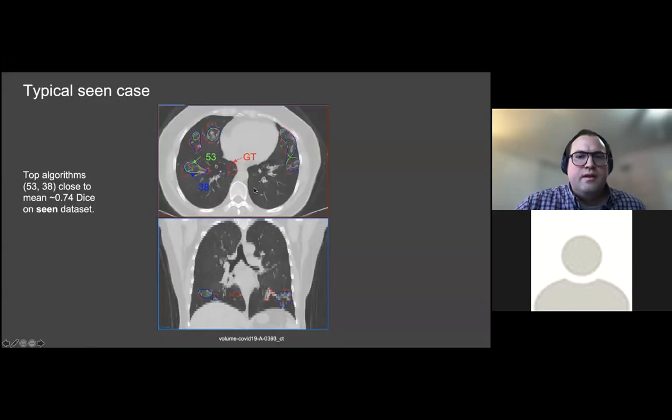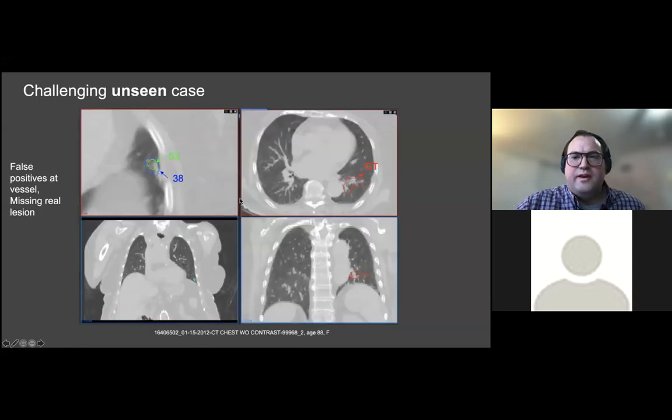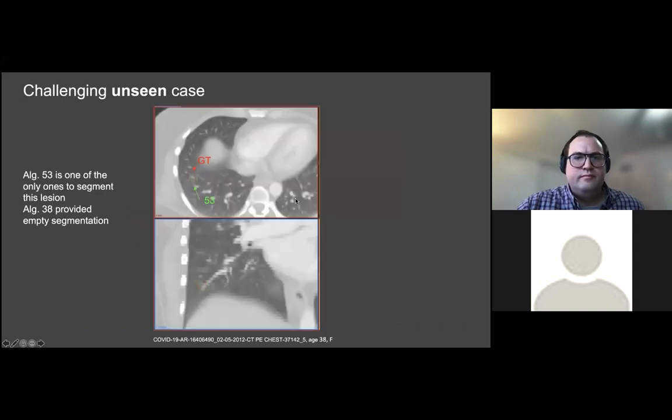I mean, we can see this here. On a typical seen case, these two algorithms perform quite similar. There are some regions where both algorithms are missing, but we also have some inter-observer discrepancies, of course, in the data set. So it's hard to say what is the real truth in these cases. But here we actually see a typical challenging unseen case where both algorithms make a false positive prediction on a blood vessel, but they're missing the real region. And then here's an example where the winning algorithm showed better robustness on the unseen case, where basically all other algorithms missed this lesion, but the winning algorithm got it.